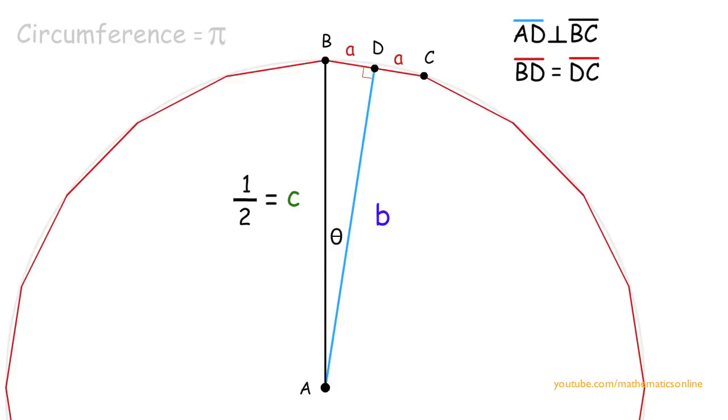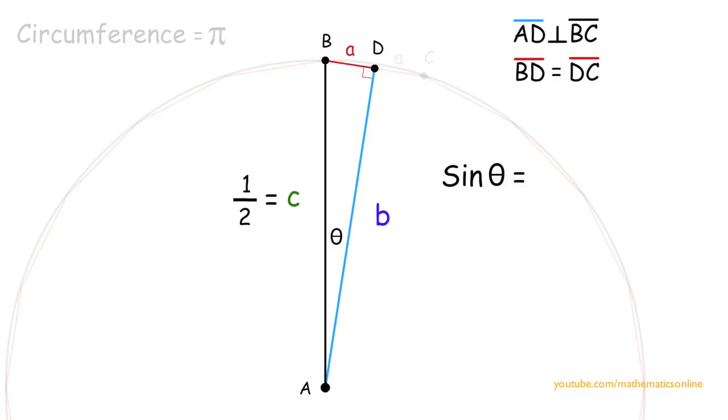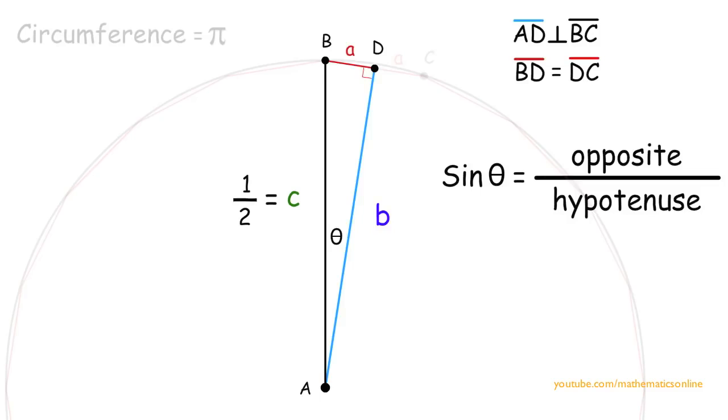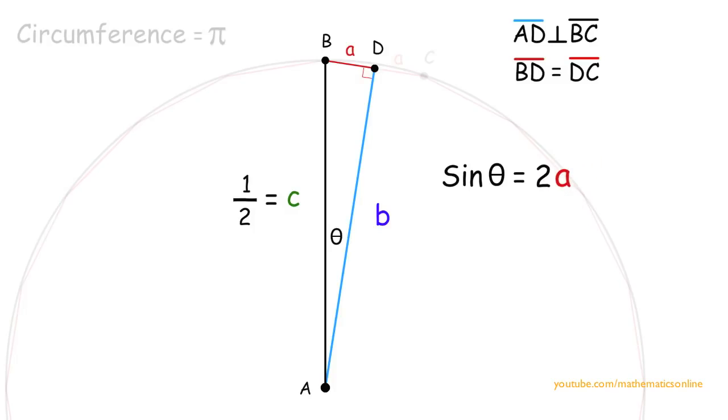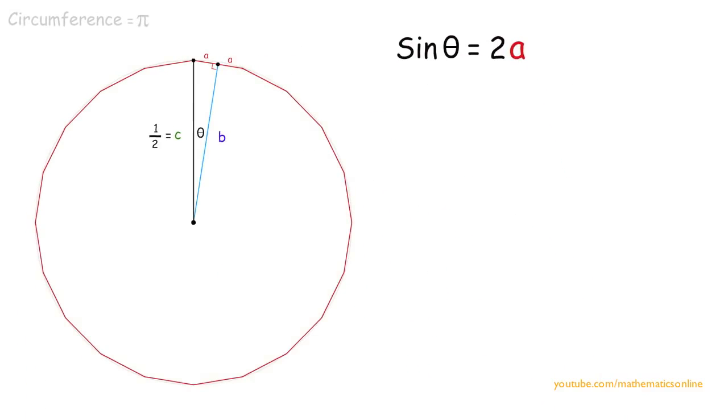Now, in order to find the perimeter of an equilateral polygon, we must find the length of one of its sides. Using trigonometry, we know that sine of theta is equal to the opposite side over hypotenuse. Looking at our right triangle, we can see that the side opposite angle theta is A, and the hypotenuse is 1/2. So A over 1/2 simplifies to 2A. Next, looking at one of the sides of the polygon, we can see that it is actually equal to A plus A, which simplifies to 2A. Therefore, the length of the side of a polygon is equal to sine of theta.